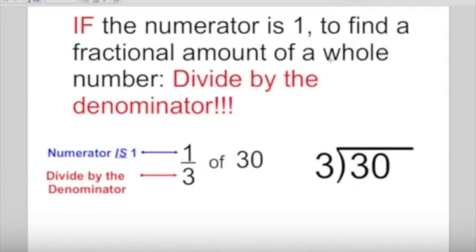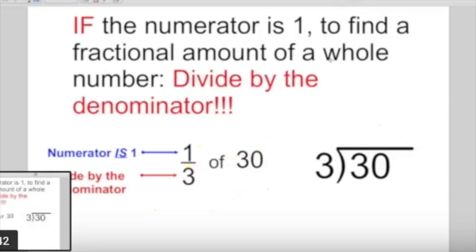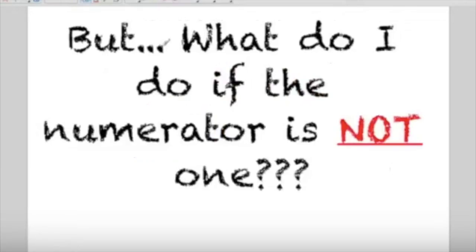If the numerator is 1 in a fraction, to find the fractional amount of a whole number, divide by the denominator. So if we were looking for 1/3 of 30, I'm going to take the whole and divide it by the denominator of 3 to find out what 1/3 of 30 would be. So 3 would go in 10, so 10 is 1/3 of 30. In today's lesson, we're going to be learning about what to do if the numerator is not 1.